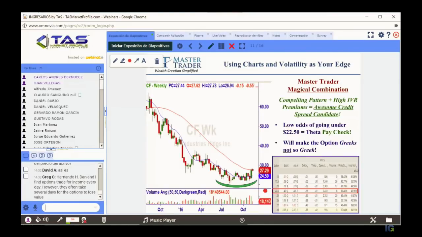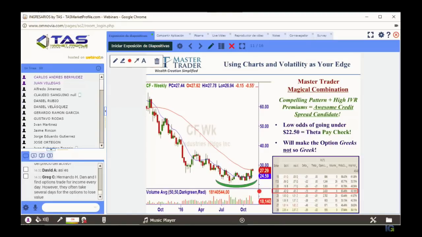So on a 10 lot, that would be $420 goes into your pocket that you keep 100% of as pure profit, provided CF does not close under the 22.5 strike price at expiration. But if you look at this chart pattern, what are the odds within the next 30 days that this stock is going to violate that support? Very, very low likelihood of that happening.